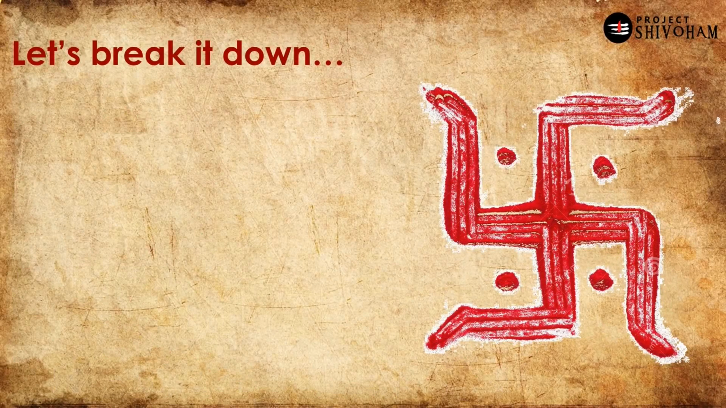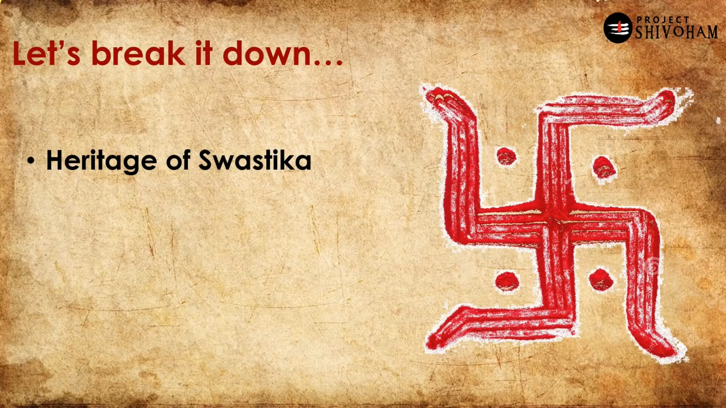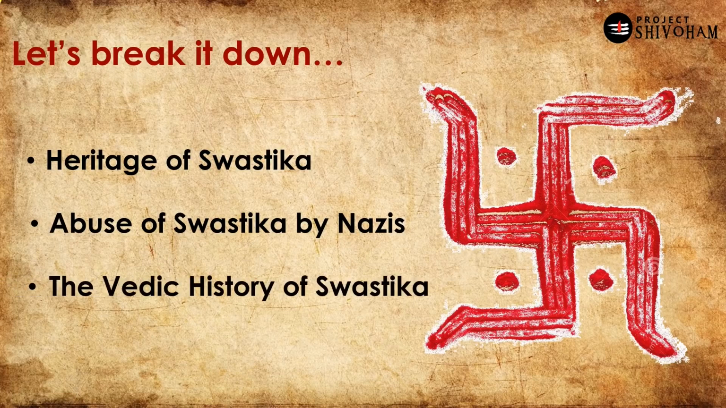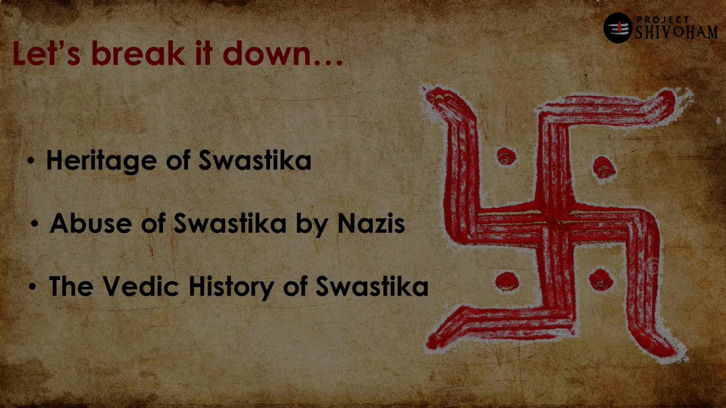Let's get started. In this documentary, let's break it down into three parts. The first one is the heritage of swastika, how well it is popular across cultures around the world. And the second one is how swastika is abused by the Nazis. And the third one is the most important reason why I'm making this documentary film, the Vedic heritage of swastika, its actual roots. Let's get to these topics.